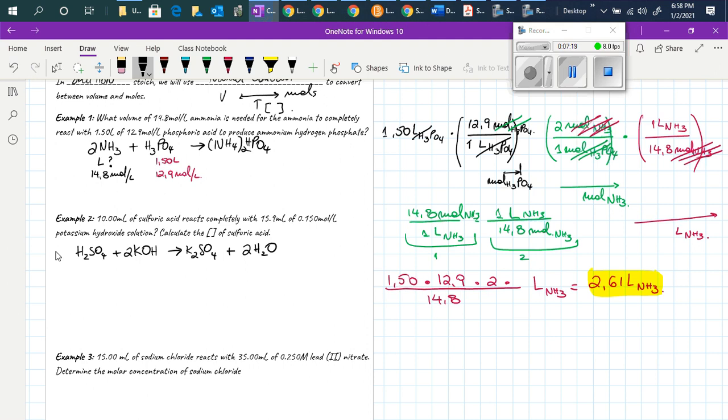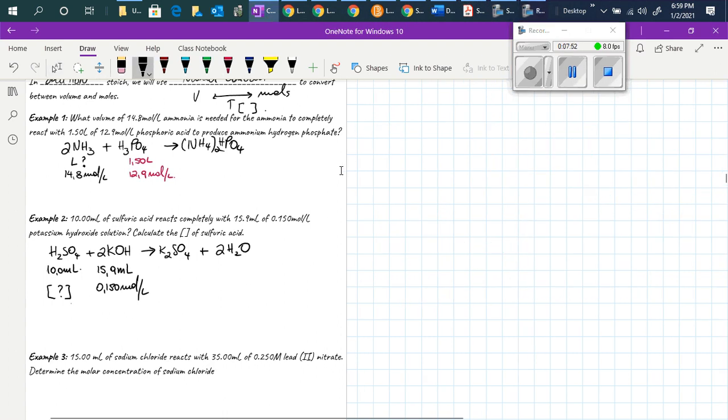What is given here is 15.9 milliliters and 0.150 moles per liter. And we are looking for the concentration, for 10 milliliters. Okay, we'll erase this.